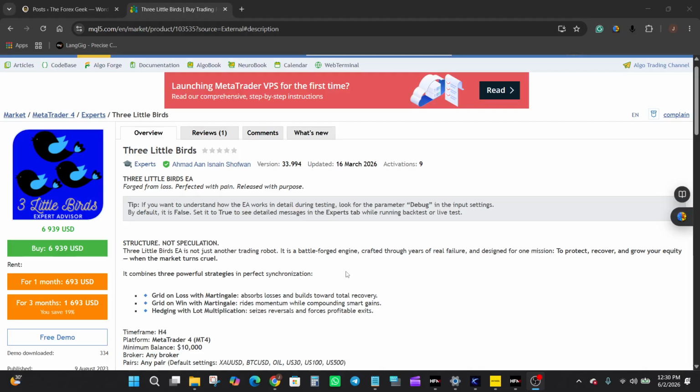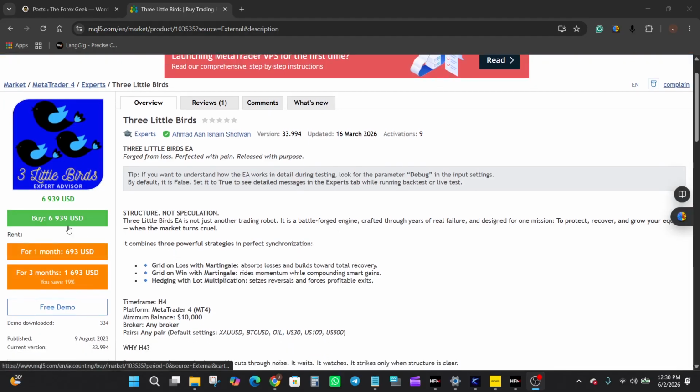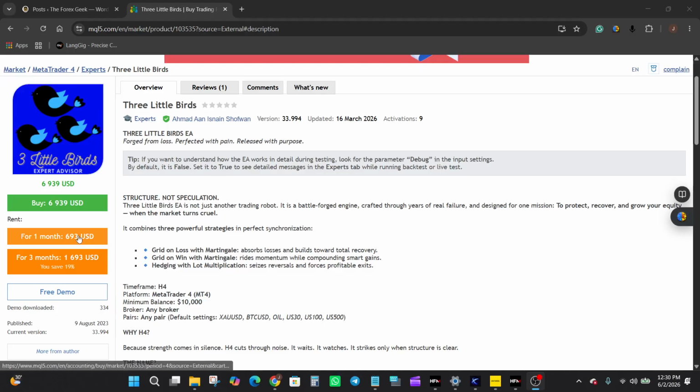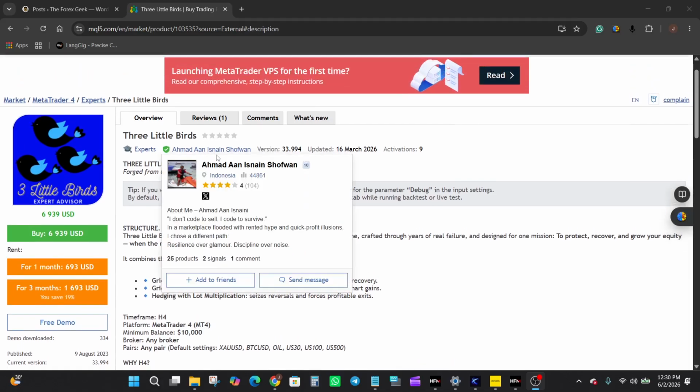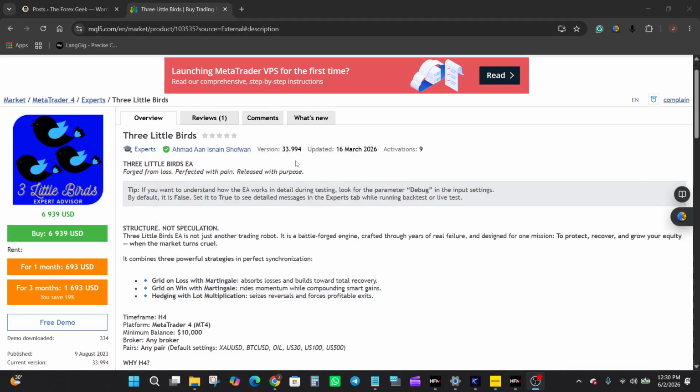Now, looking at the marketplace page, the Three Little Birds EA is listed at 6,939 US dollars for full purchase, with rental options also available starting from 693 US dollars per month and 1,693 US dollars for 3 months. It's developed by Ahmed An Isnain Shofwan, and the current version is 33.994, updated in March 2026 with 9 activations available.